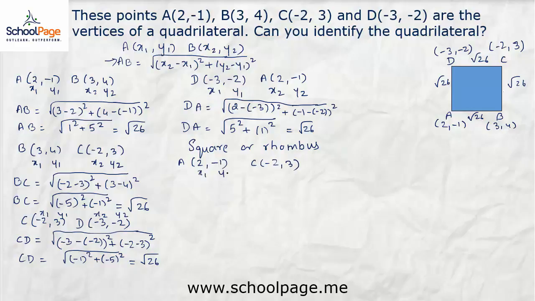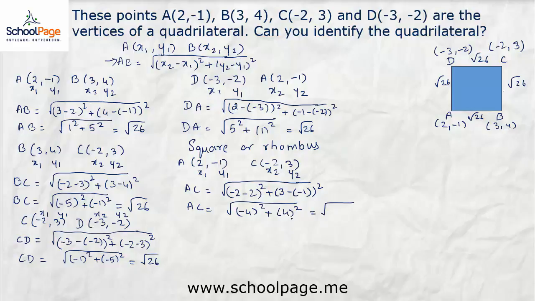Let us mark this as x1, y1, x2, y2. AC equal to square root of, again use the distance formula. So minus 2 the whole square plus 3 minus of minus 1 the whole square. So we get AC as equal to square root of minus 4 square plus 4 square, which is equal to root of 32. Now square root of 32 can be written as root of 16 into 2. So we can write this as 4 root 2. We have found the length of the diagonal AC as 4 root 2.